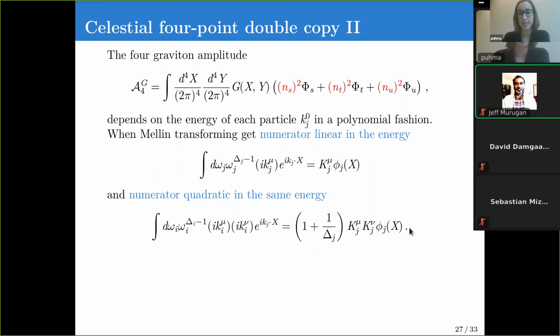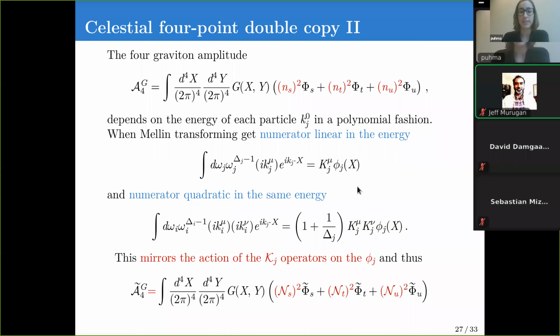But both of those are precisely the way that these operators calligraphic K act on the wave functions, which I just showed you when Jeff asked the question, where you have 2 Ks acting on the wave function. It precisely gives you this factor, 1 plus 1 over delta, and 2 factors of the celestial momenta. And so the fact that the Mellin transforms of these 2 expressions, which show up when you try to go from the 4-graviton amplitude to the celestial amplitude, are mirrored by the action of this calligraphic K tells us that the Mellin transformed 4-point graviton amplitude is precisely what I've written on the previous slide.